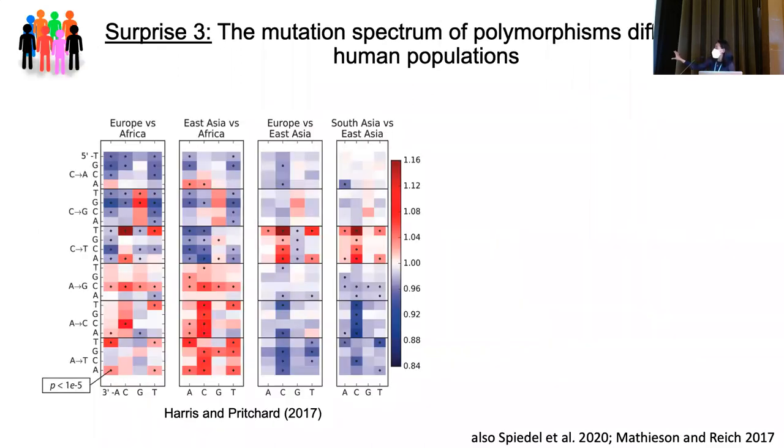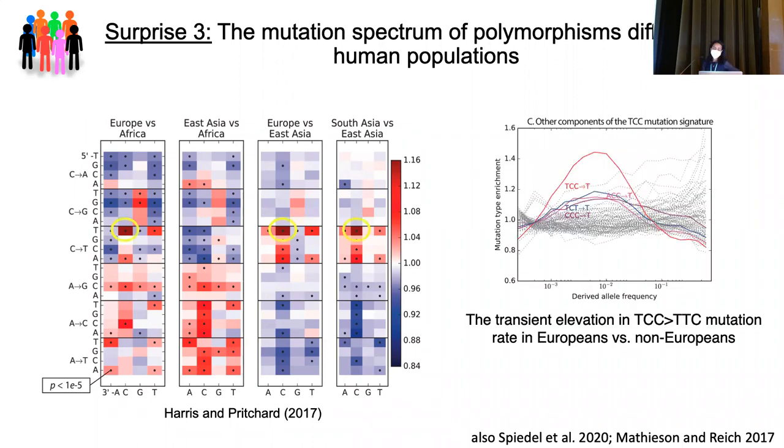Now, another big surprise is that even within a species, in looking at different populations of humans, you find that the proportions of different types of mutations also differ. In this analysis done by Harris and Pritchard, they looked at different contexts of mutations, such as A to C mutations followed by, say, a T or a C, and just measured the rate of those mutations in Africans versus Europeans. You find that those rates differ significantly across human populations. One of the strongest signals is a TCC to TTC change. This appears to be present at a higher rate in Europeans compared to non-European populations. These findings have been replicated by others, and it's related to a transient change that may have occurred in European populations.